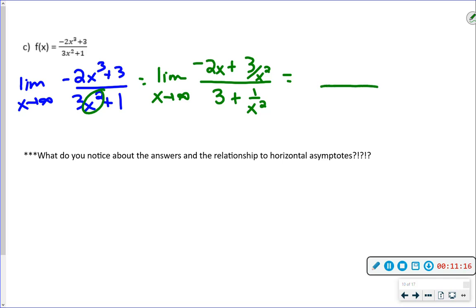I'm going to start on the bottom. I'm going to start easy. 3 is 3. Larger and larger numbers in here, again, that will get close to 0. Same thing, 3 over x squared. Larger and larger numbers in for x, that's going to approach 0. And this just looks weird. So, question for you: are you going to get a distinct numerical value for an answer? No. So, DNE.